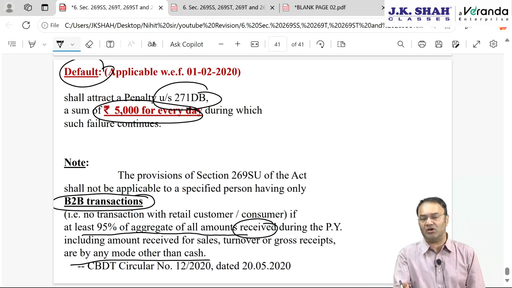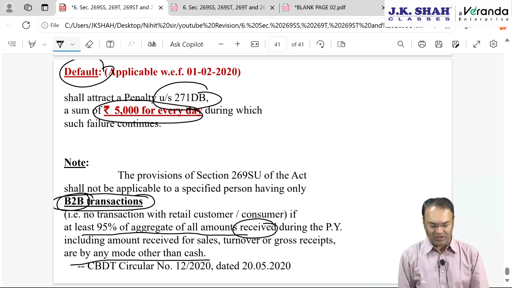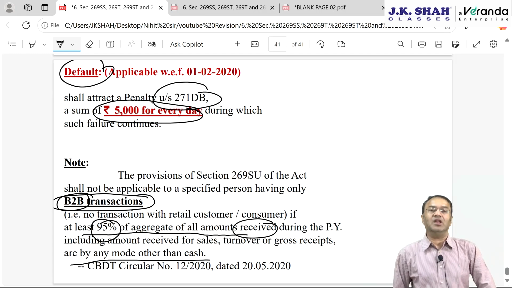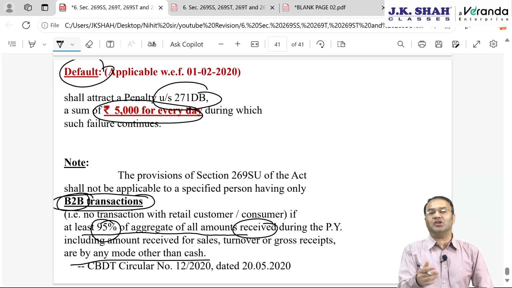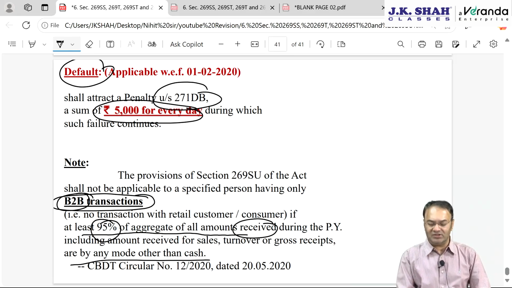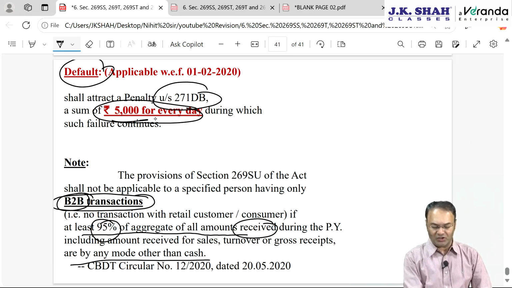I don't sell it to customers. That means I am having only B2B transactions and 95% of my transactions are by way of banking channels, otherwise than cash. Then I need not offer QR code acceptance facility or Bheem UPI. Of course, Reliance Industries, what will they do by accepting QR code? They will accept by online payment, ECS. Clear about this? 5,000 penalty.